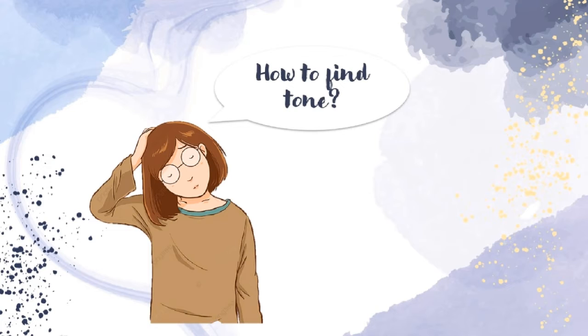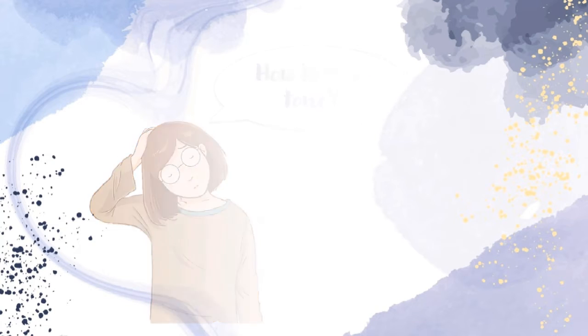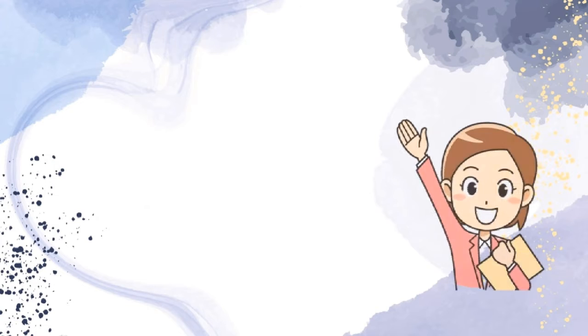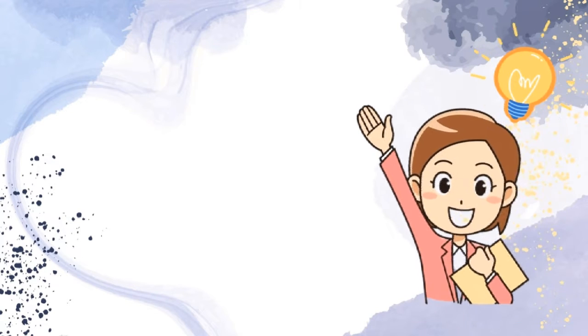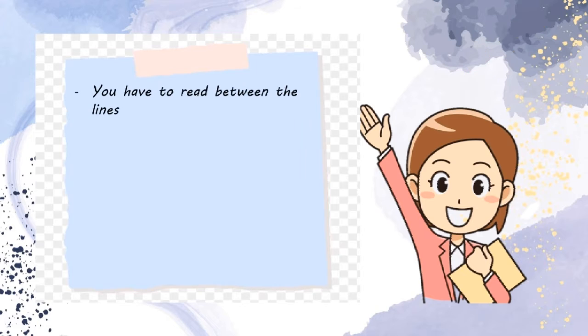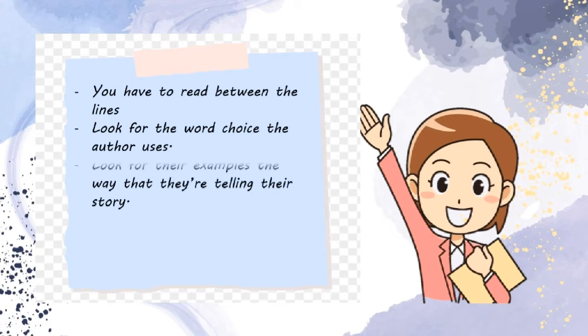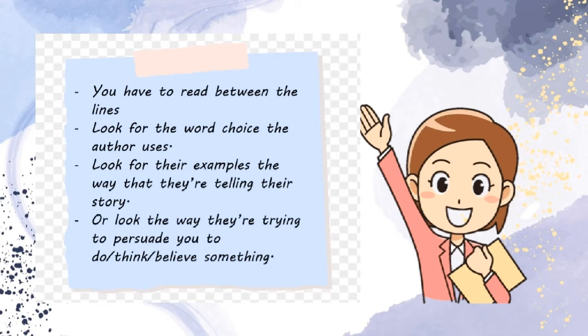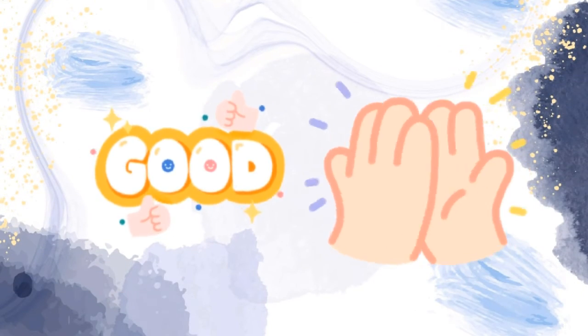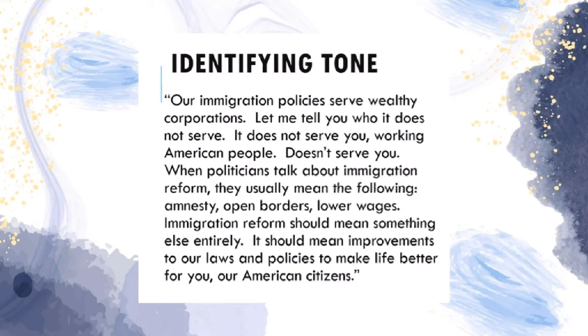How to find tone? Yeah, Katie, how to find tone? So, the first one, you have to read between the lines and look for the word choice the author uses. And look for their examples, the way that they are telling their story, or the way they're trying to persuade you to do or think or believe something. Good job, Katie. Thanks. So now, let's practice.